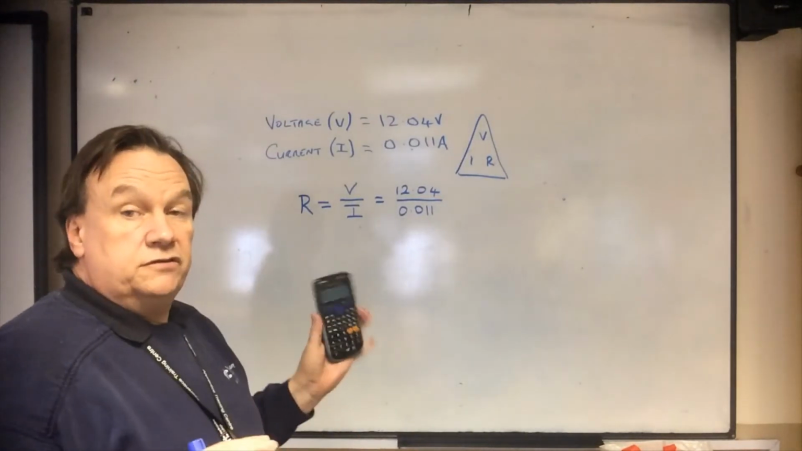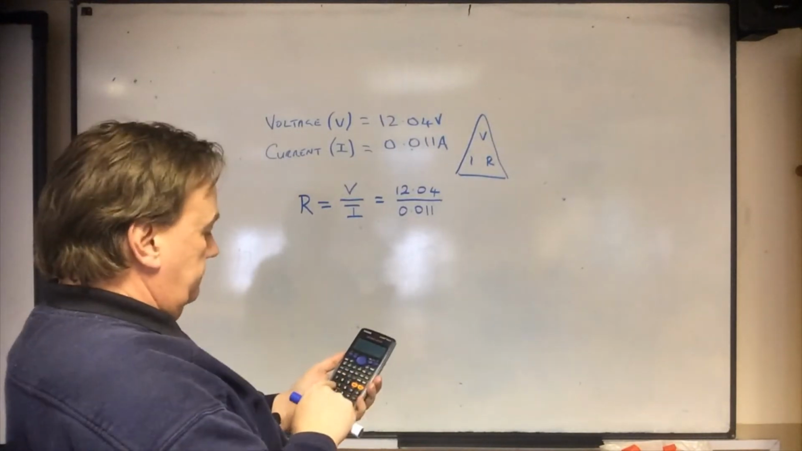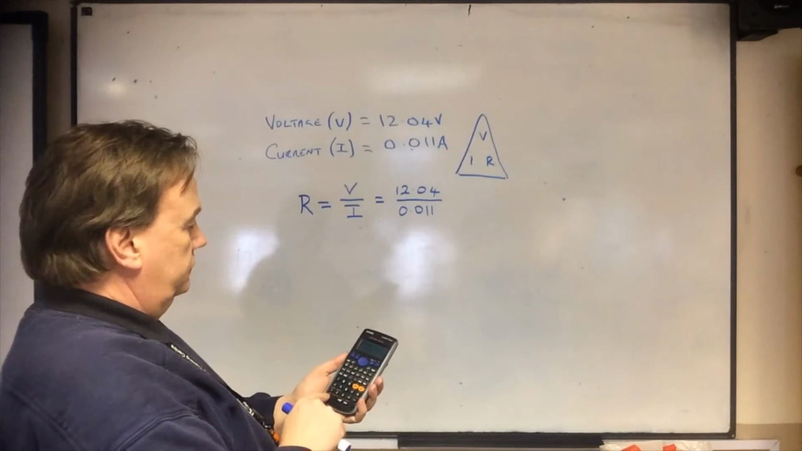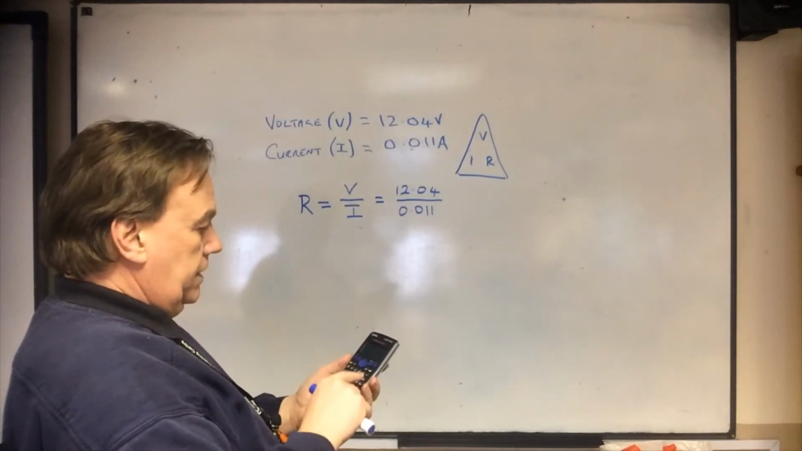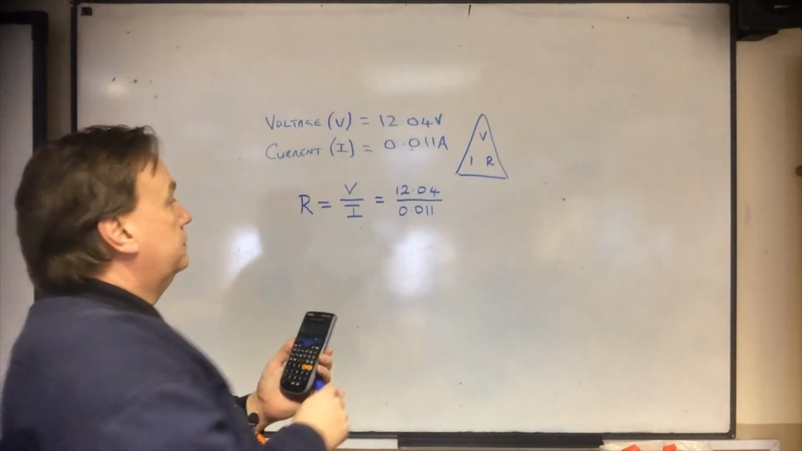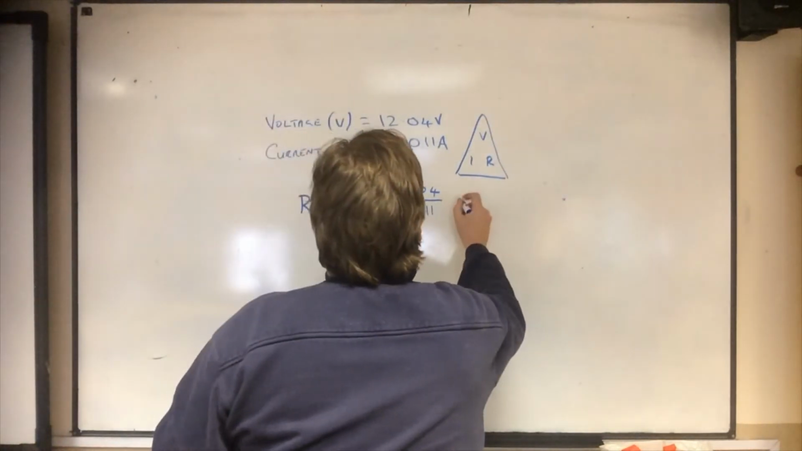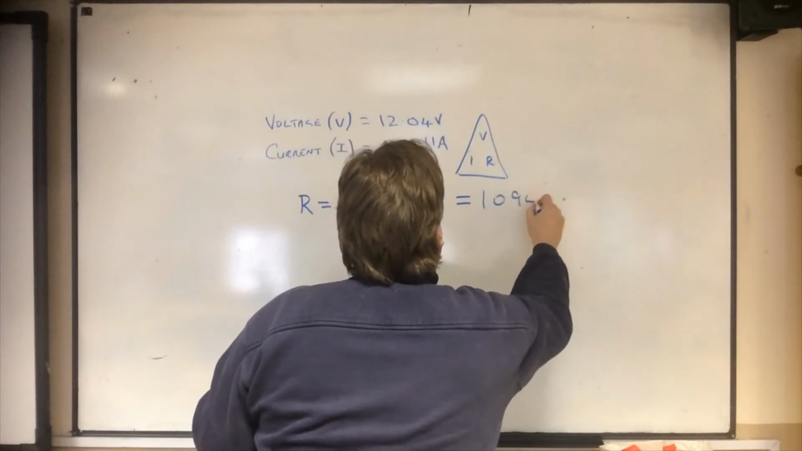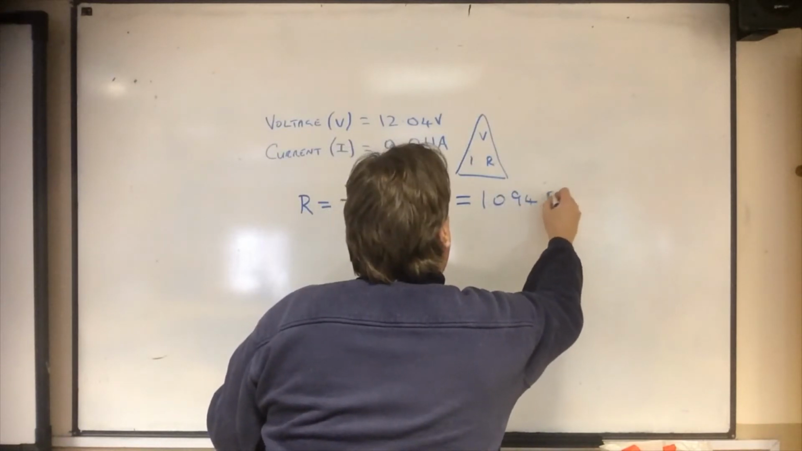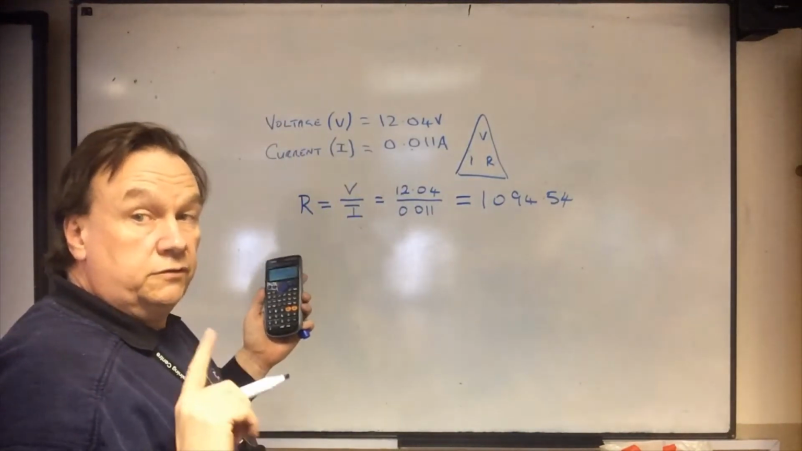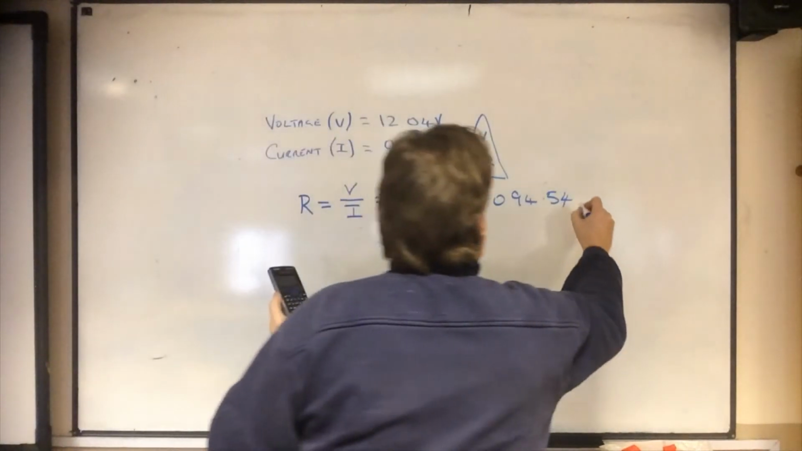So we'll pop those numbers into our calculator. 12.04 divided by 0.011 amps equals 1094.54. And of course we're talking resistance, so the unit is the ohm.